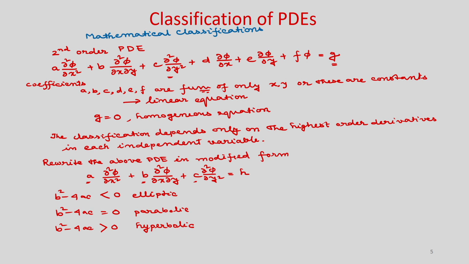So, if you consider a second order PDE and consider the coefficients of the highest derivative, if B square minus 4AC is less than 0, then it is elliptic. If B square minus 4AC is equal to 0, then it is parabolic, and if B square minus 4AC is greater than 0, then it is hyperbolic in nature. Let us take one simple example, that is your steady state heat conduction equation.